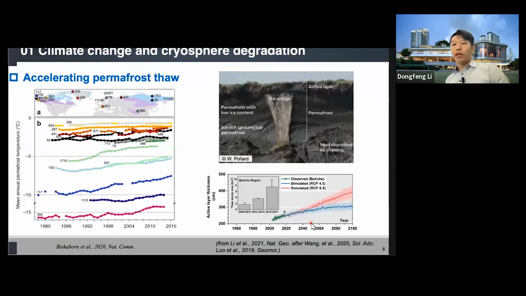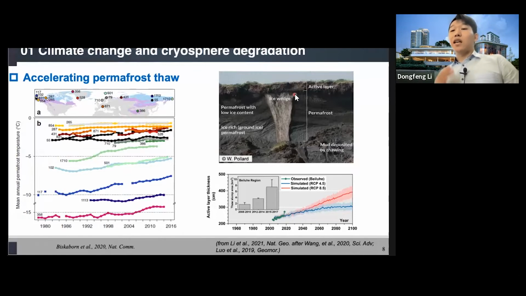In addition to glaciers, permafrost is also important, right? So what is permafrost? Permafrost is the frozen ground beneath our feet. You can see from the left map, a global scale study, that reports increasing permafrost temperature since the 1980s. Of course, including High Mountain Asia, the permafrost temperature is increasing.